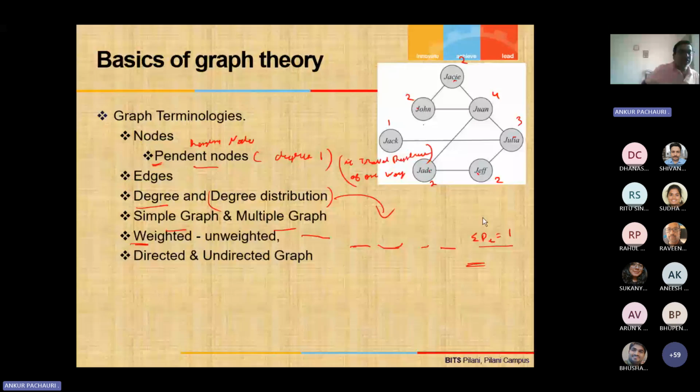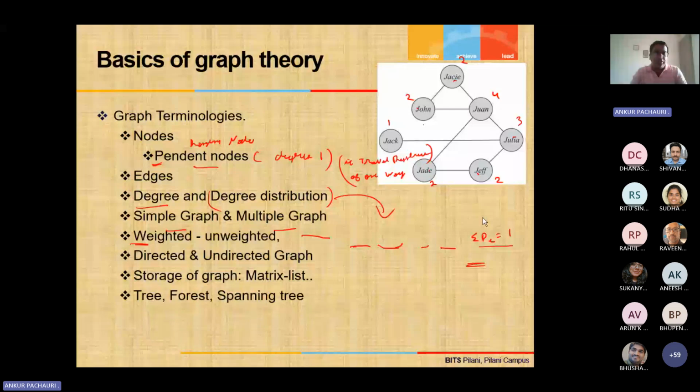And this is where it can be applied. Directed and undirected graph means edges with the direction. Storage of the graph either in the form of a matrix or in the form of a list. Different types of graph: tree, forest, spanning tree. Traversal: depth first traversal and breadth first traversal.